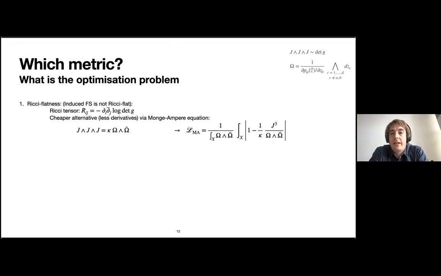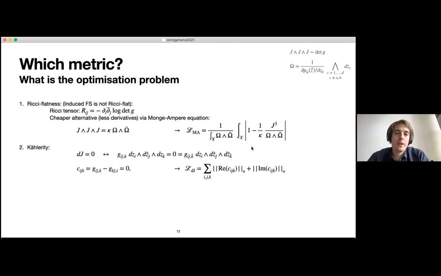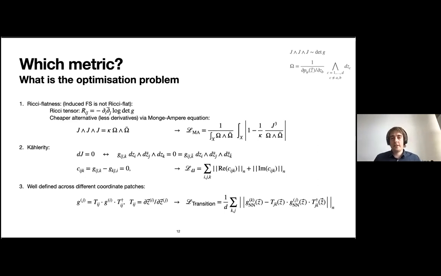We are looking at balancing the two top forms that you can construct. And this effectively leads to something often referred to as the sigma measure or Monge-Ampère loss. This is what you want to satisfy. The second condition is that you're actually in a Kähler space. If you're starting from a Kähler potential, this condition is trivially satisfied. But if you're just fitting a metric, you have to check this explicitly. And the third condition is that obviously you're well defined across different coordinate patches.